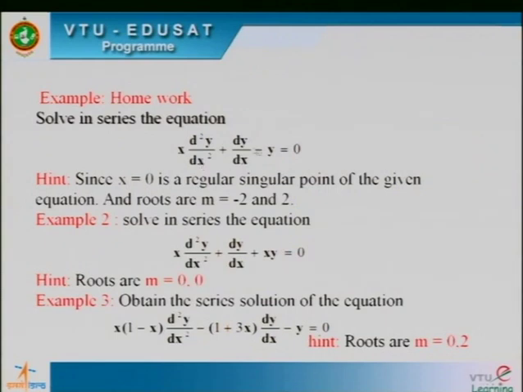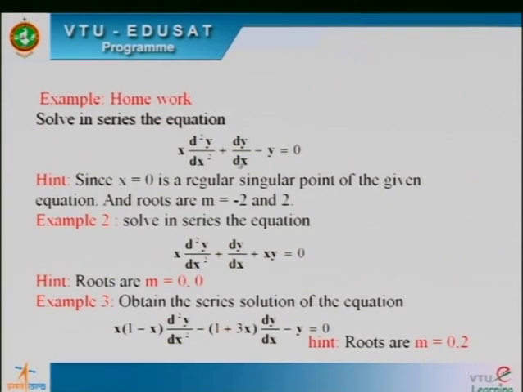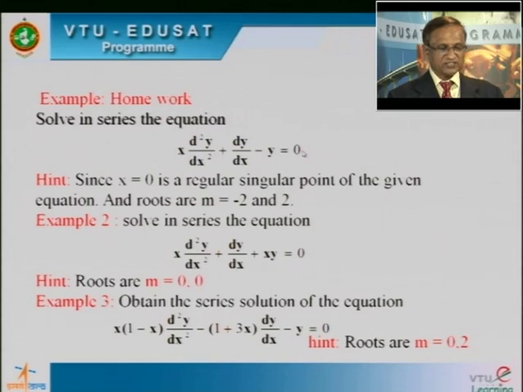Friends, exactly in a similar way you can practice some more examples. Here I wanted to give one or two examples as homework. It is given that x into d square y upon dx square plus dy by dx minus y is equal to 0. Here also x equal to 0 is a regular singular point, so you can assume the solution of this equation is y is equal to x to the power m.